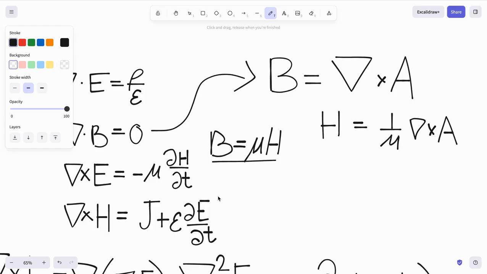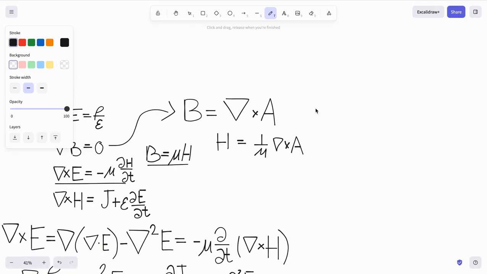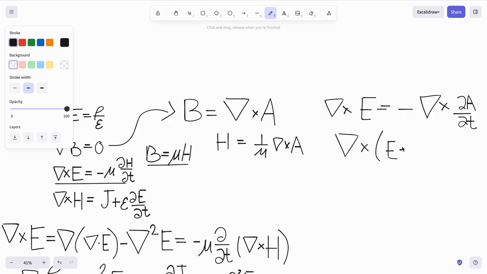And then more so, looking at that further, we can look at this Maxwell equation, and I'll move over here for some more space. We can say that the curl of E is equal to minus the derivative of A with respect to time. And then that can be rearranged to curl of E plus partial A over partial t equals 0.